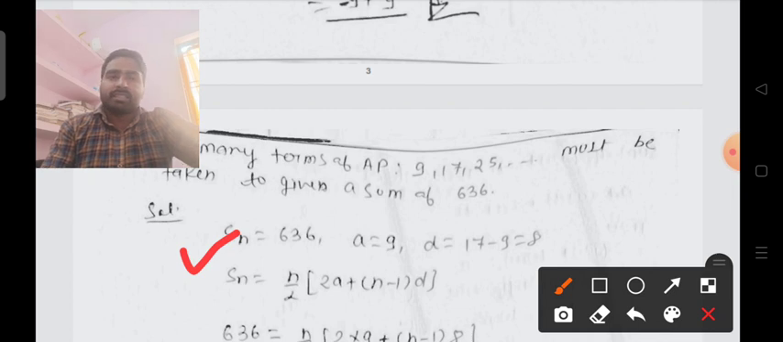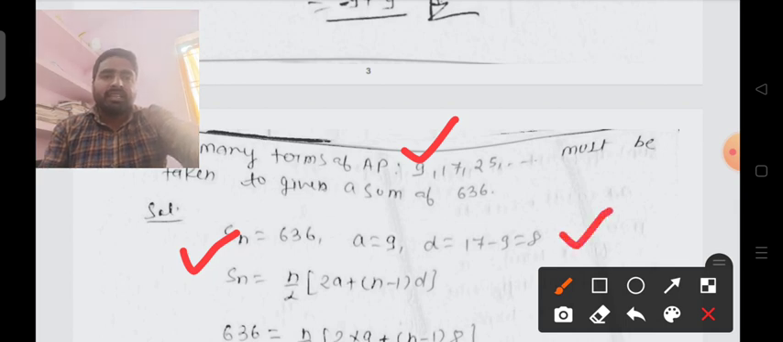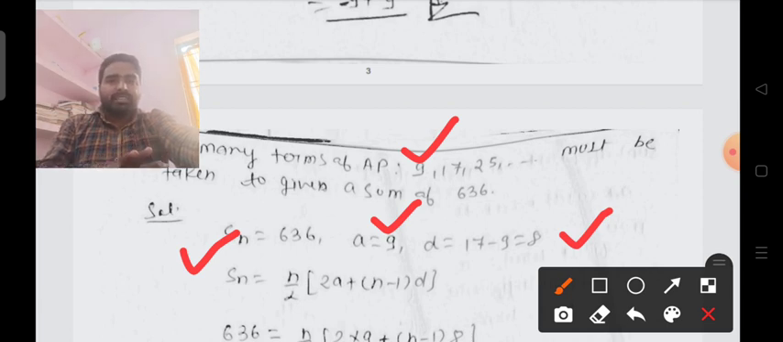Sn means 636. In the AP, a means, as I have already discussed, the first term. A means 9, and what is the common difference? We subtract first from second: 17 minus 9 is 8, 25 minus 17 is 8. Then it will be in the AP, and the common difference is the same. Then d means 8 and a means 9. What is the formula we have? Sn equals n upon 2 into (2a plus n minus 1 into d). We put in the values and get the answer. This is the concept in the AP. If you know all these things, then you will solve all the questions up to 10th level. All the questions have been solved here.